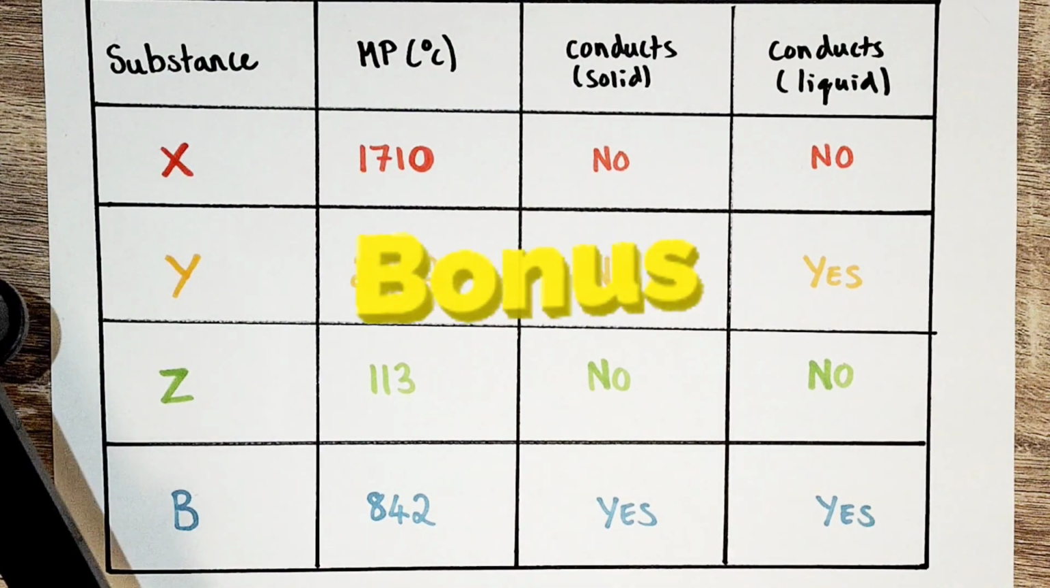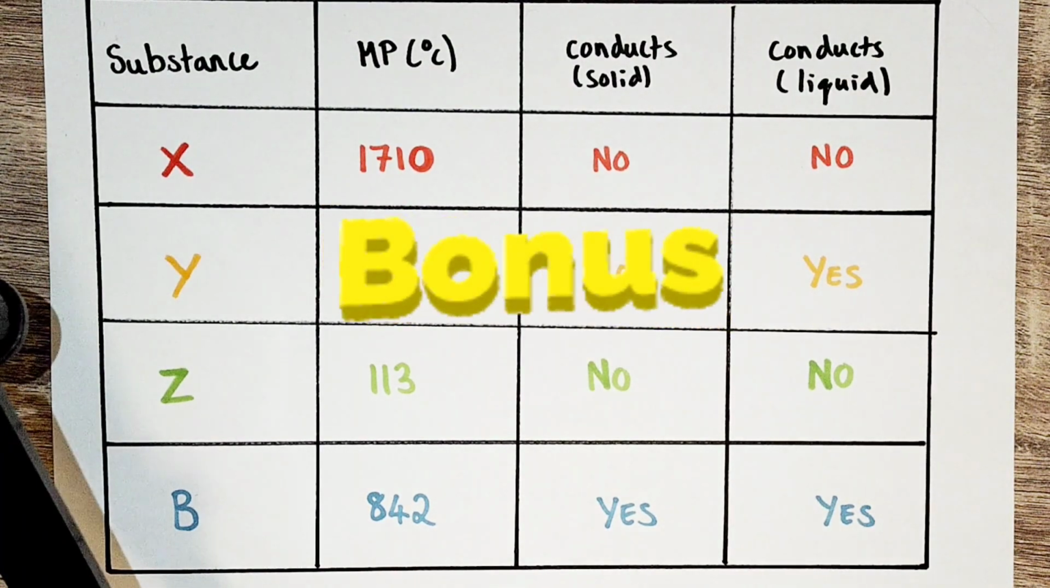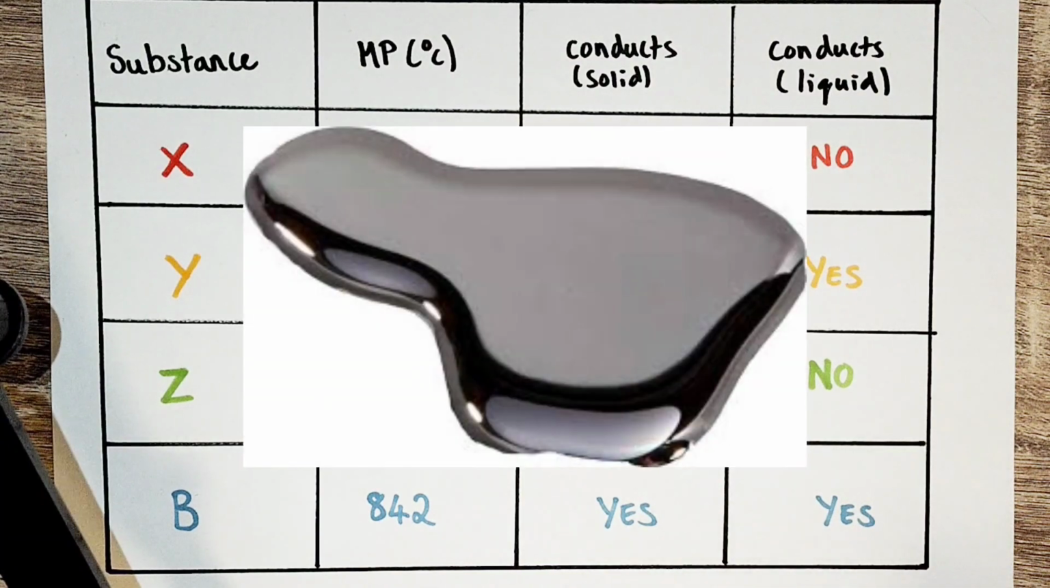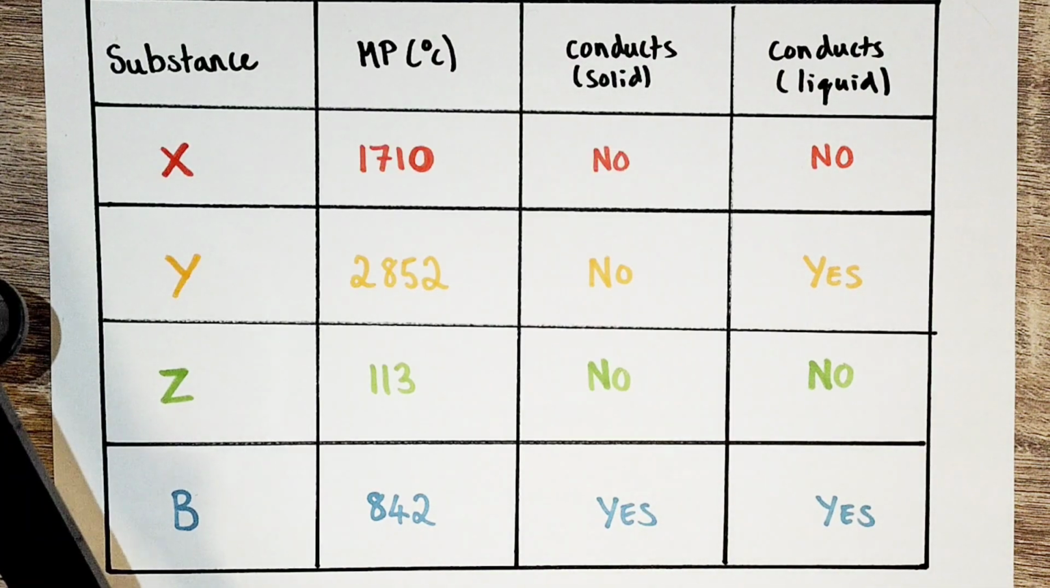A couple of bonus examples coming your way, which might catch you out if you weren't aware of them. Number one is something a bit like B, a metal that has a particularly low melting point, which might confuse you, is mercury. So mercury, which could be a letter here, would have a low melting point, but would conduct as a solid and as a liquid, and that would be a tricky one. So it's a metal with a low melting point.